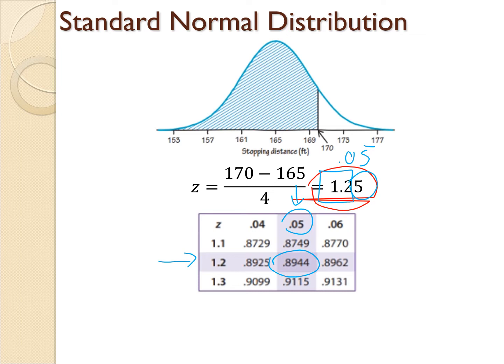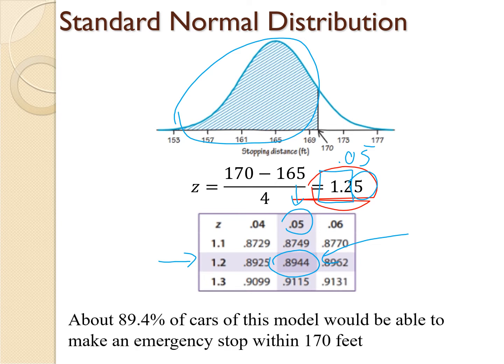So see if you can find that on your yellow standard normal probabilities table. That's giving us our percentage. That's the area that shaded section occupies, and it's our answer for the question. So about 89.4% of cars would be able to stop within 770 feet.